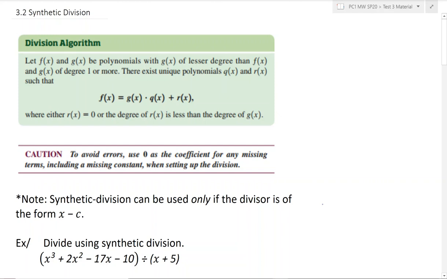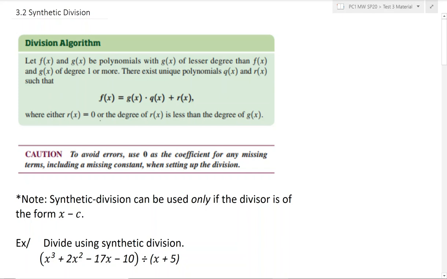Hi students, we are ready for 3.2, which is synthetic division. In your at-home notes, you would have gotten the division algorithm written down. It says, let f of x and g of x be polynomials with g of x of lesser degree than f of x and g of x of degree 1 or more. There exist unique polynomials, q of x and r of x, such that f of x can be written as the product of g of x times q of x plus an r of x.